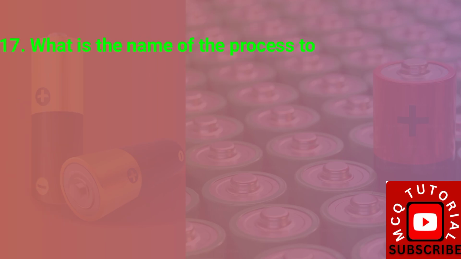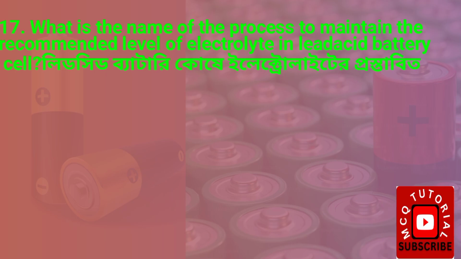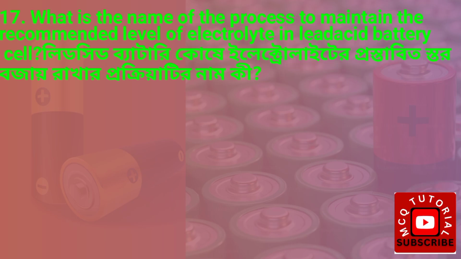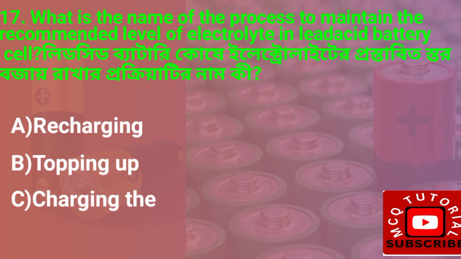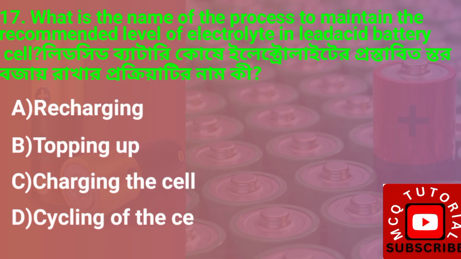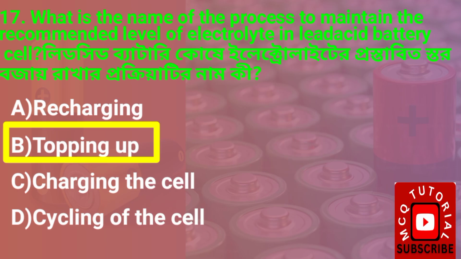Question number 17. What is the name of the process to maintain the recommended level of electrolyte in lead acid batteries? Option A recharging, option B topping up, option C charging the cell, option D cycling of the cell. উত্তর হবে option B topping up.